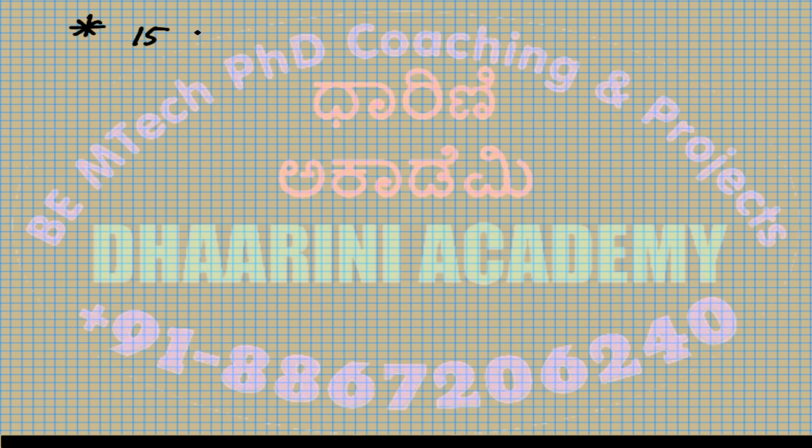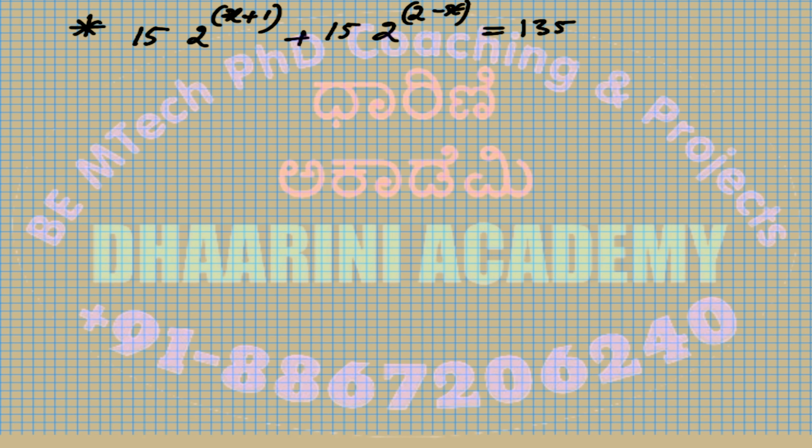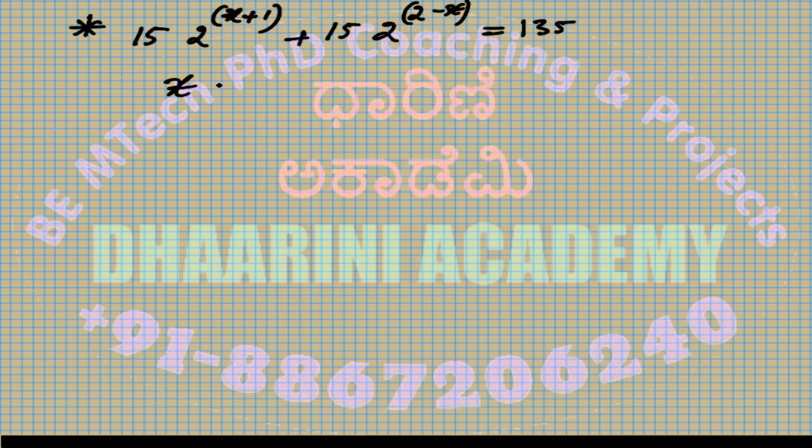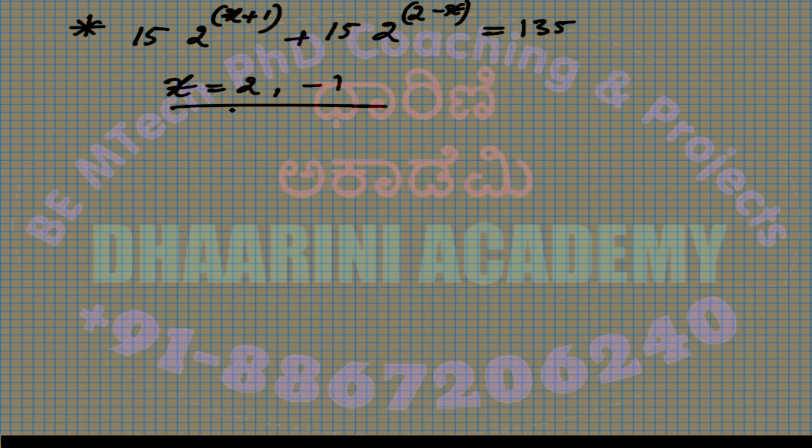15 into 2 to the power x plus 1 plus 15 into 2 to the power 2 minus x equals to 135. So we get the answer. X is equal to 2 comma minus 1. I think both will satisfy. Okay, put the 2 over there as well as minus 1. Both satisfy. So that is your answer.